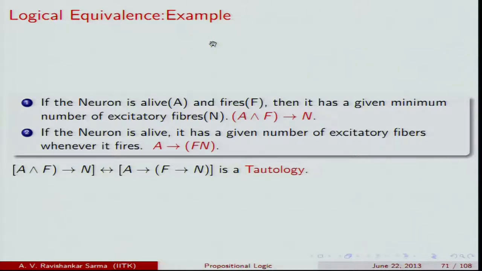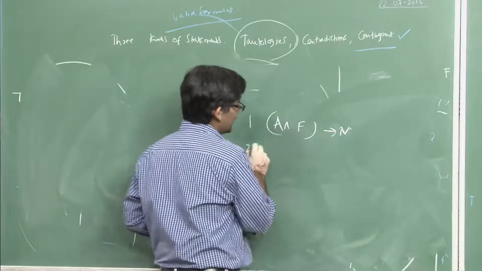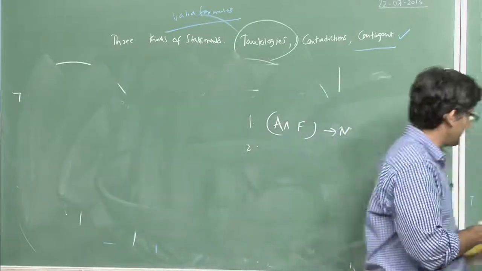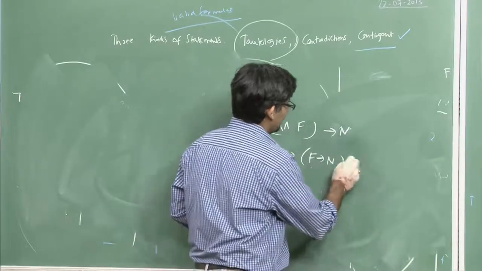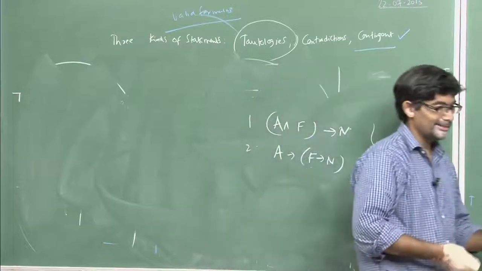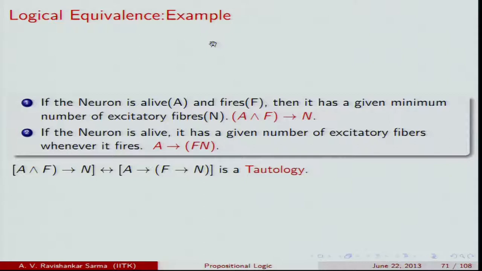Before that, I will talk about what we mean by saying that these two are logically equivalent to each other. The first formula is A and F implies N, and the second formula is A implies F implies N. These are the two formulas which we got by translating these two statements.